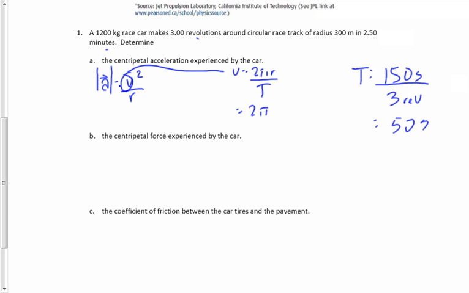2 times pi times the radius of 300 meters divided by the period of 50 seconds gives me 37.6991 meters per second, which we're going to turn around and plug into here. 37.7 squared, don't forget to square it, divided by r is, we do the math there, we get 4.74 meters per second squared. How many people got that?